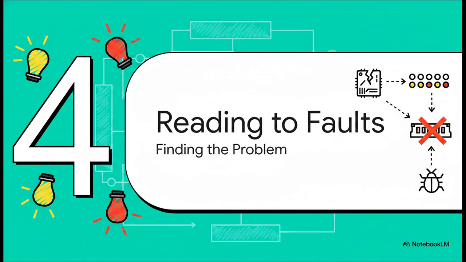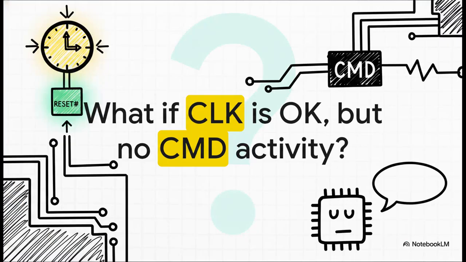Which brings us to section 4, translating readings to faults. Honestly, this is where you earn your money as a tech. Let's look at our first real-world scenario. You plug the card in. Your clock light is pulsing happily. The reset light is high, meaning the system isn't stuck in some fundamental reset state. But your CMD, your command activity light, is completely dark. So the CPU is awake, but it's totally giving you the silent treatment.